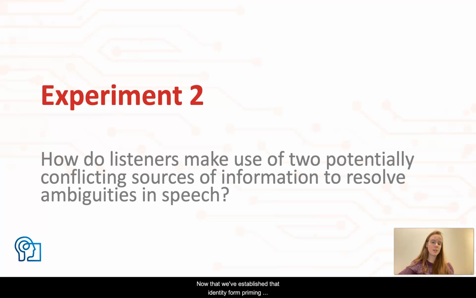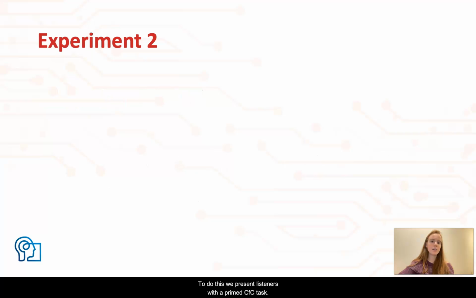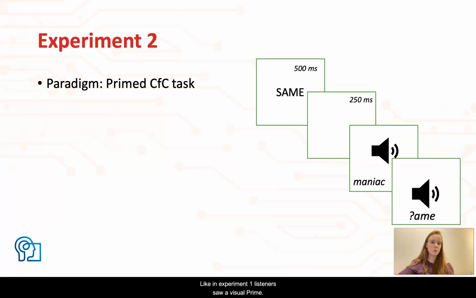Now that we have established that identity form priming influences phoneme identification, we can now ask how listeners make use of 2 potentially conflicting sources of information to resolve ambiguities in speech. To do this, we present listeners with a primed CFC task. Like in experiment 1, participants saw a visual prime that was sa biasing, sh biasing, or neutral.